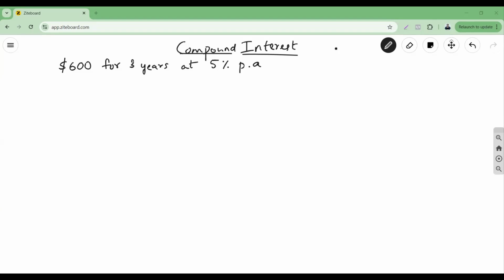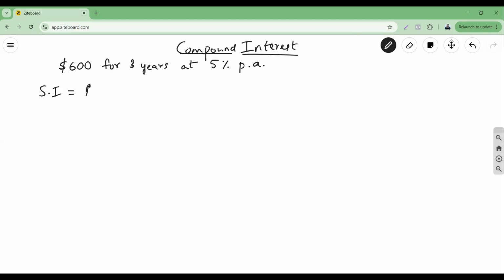Let's say you have given $600 as a loan to somebody, and they have said that they will be using the $600 for 3 years. After 3 years, they're going to pay you the money. And you both have agreed that it's going to be at 5% per annum, meaning per year, it is going to be 5%. So let's see, in the simple interest format, what will be the extra interest that you will get.